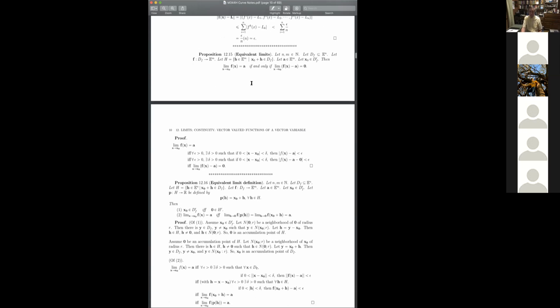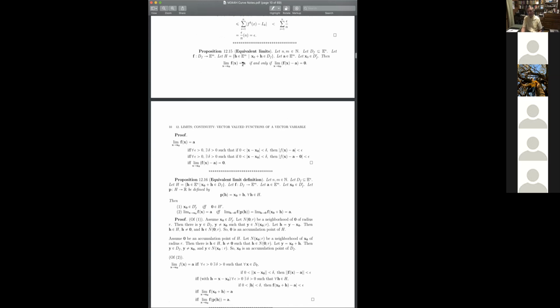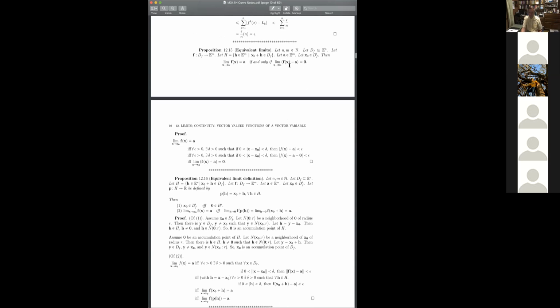Now, the second one says if you don't want to talk about f of x going to a, instead you can talk about the difference going to 0. Okay, and that turns out to be a trick we use occasionally.